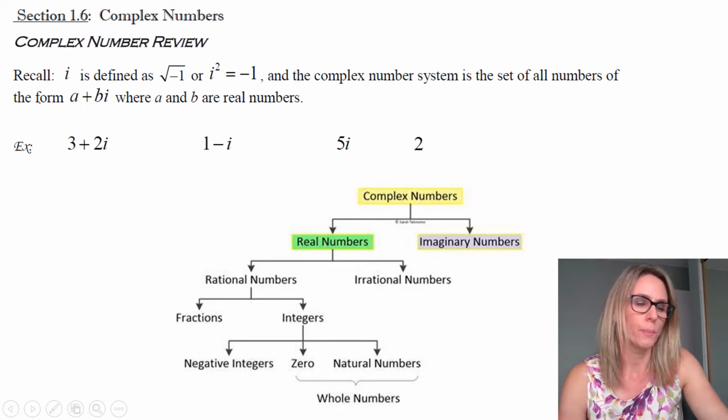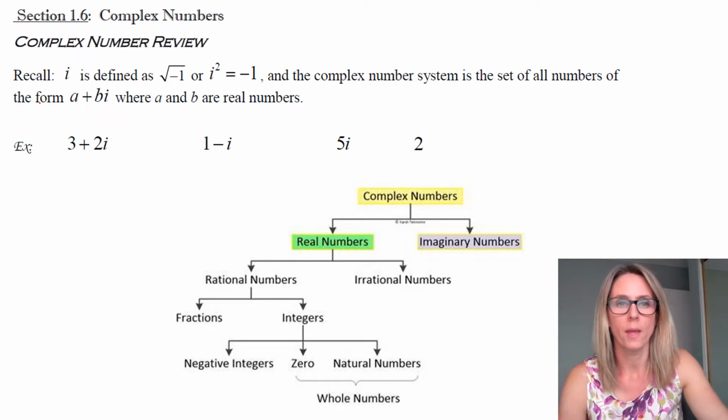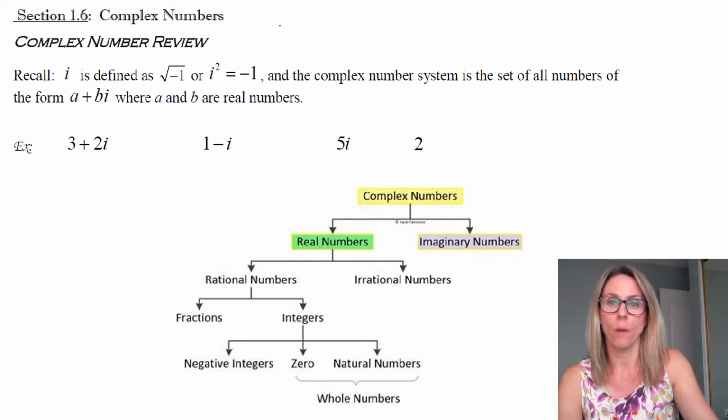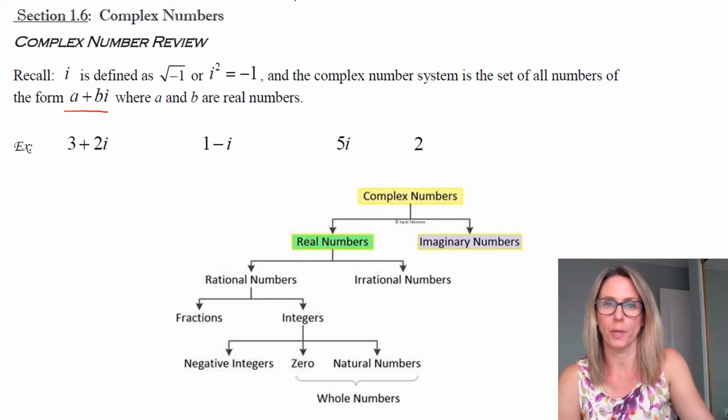All right, so this is section 1.6. We're going to be doing a review here of complex numbers. And the big thing to remember is that complex numbers can be written in the form a plus bi, where a and b are real numbers and i is, of course, the imaginary number. So i equals the square root of -1.